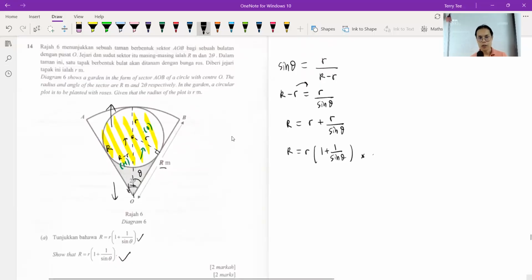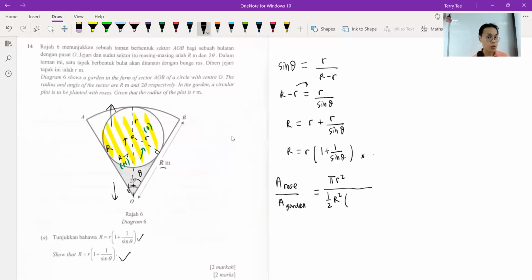The yellow part. Okay, so first of all, we know that the area of your rose divided by the whole thing, whole taman. I'm going to call it the garden. Yeah, you can use Bahasa or English, doesn't matter. The area planted with the rose is a circle, pi r squared. The whole area of the garden is a sector of a circle, half R squared theta. My theta, in this case, you can see it's 2 theta.